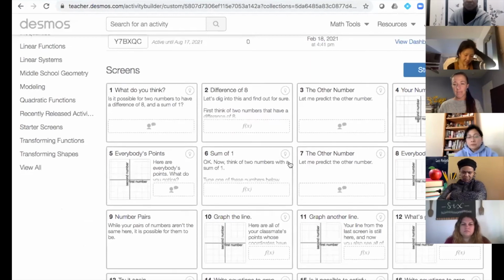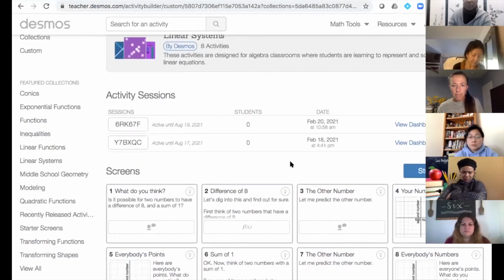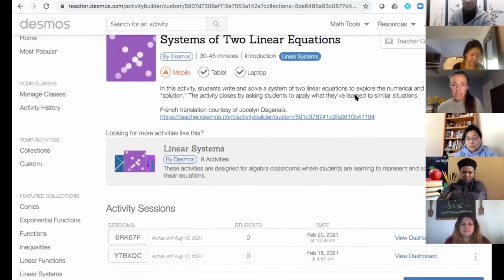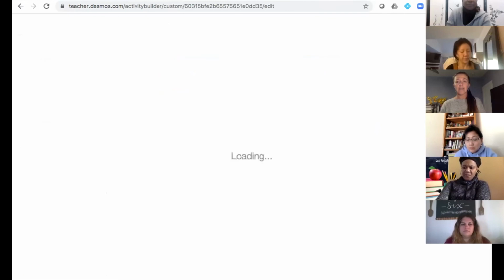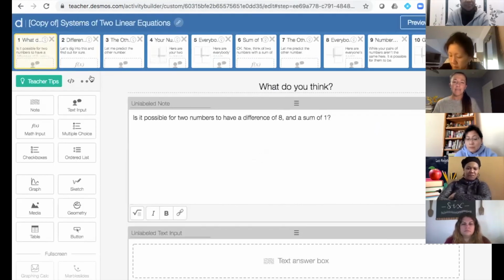So option B, let me see the easiest way to do this. Okay, so let's say I'm like, you know what, there are only a few of these slides that I really like. You'll notice up here, you've got these three vertical dots. If I click on that, I can copy and edit. Where that takes me is to a slightly different view.